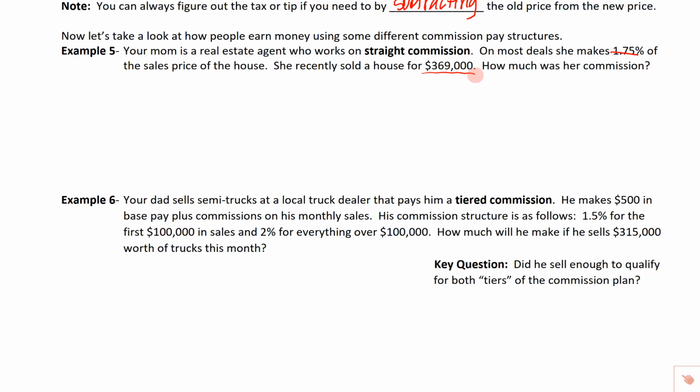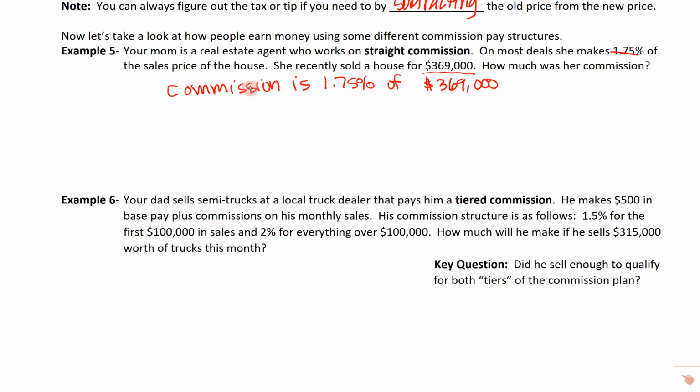All right, so we're looking for how much was her commission. So her commission, since it's a straight commission, is 1.75% of $369,000. So remember, this is kind of the form that we always do, is we put it into a sentence.